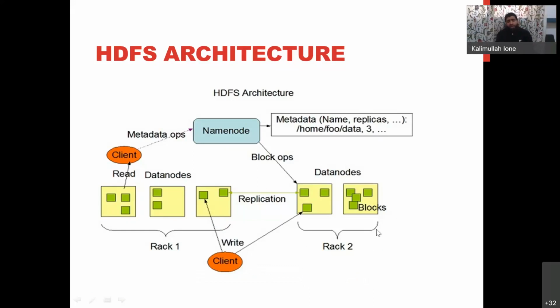In data nodes, where the actual data is being stored in the form of blocks, we have data nodes on the right side and data nodes on the left side. They are located in some racks, rack 1 and rack 2. There are some operations. If I have a metadata operation, I want to search something in it, means I have a metadata. My query is to find a particular data item. For example, search NIT Srinagar from internet. It is the metadata. It's an information about a particular data.